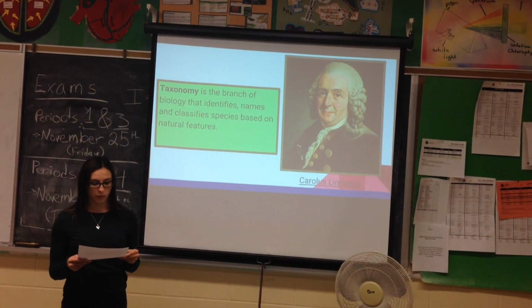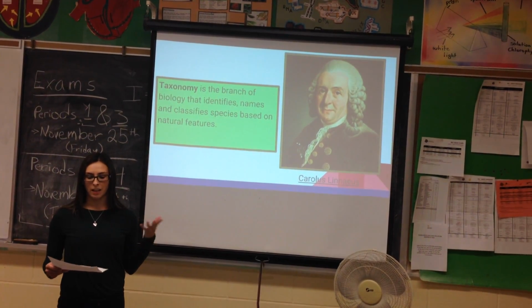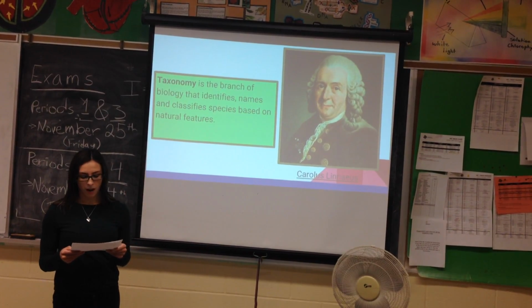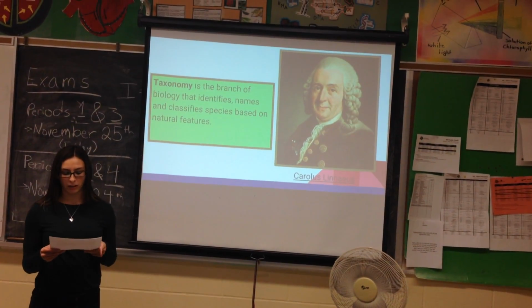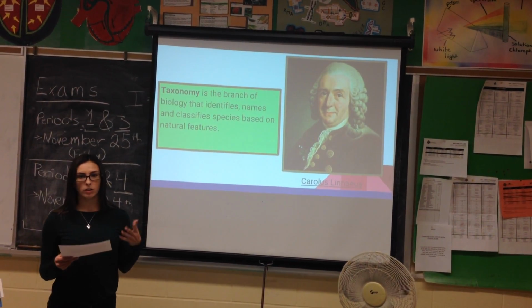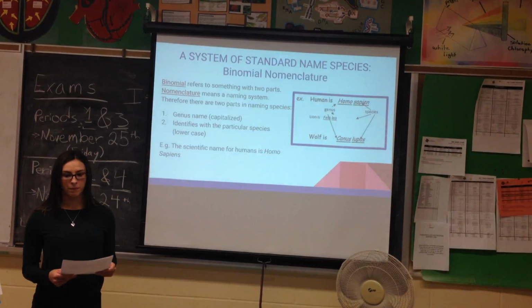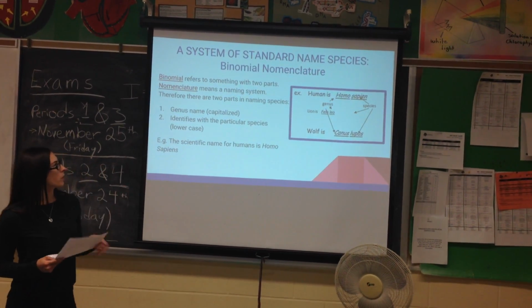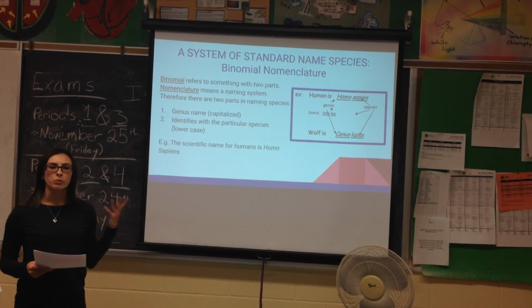The branch of biology that identifies, names, and classifies species is called taxonomy. The Swedish scientist named Carl Linnaeus is credited with developing the system. He's also known as the father of taxonomy. He developed a system for naming species called binomial nomenclature. It's really important.